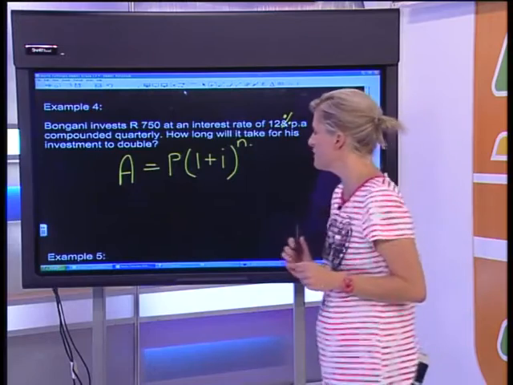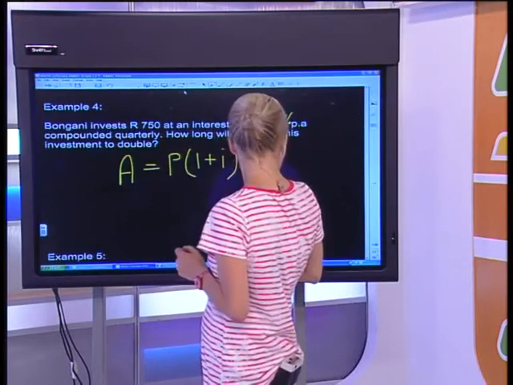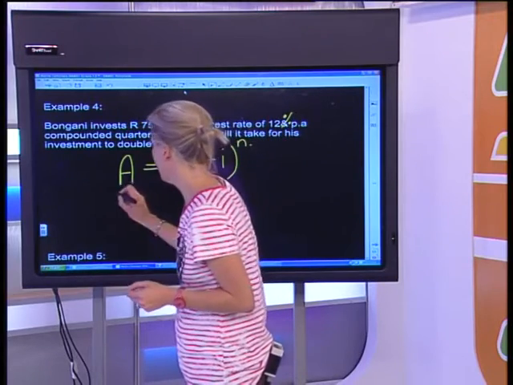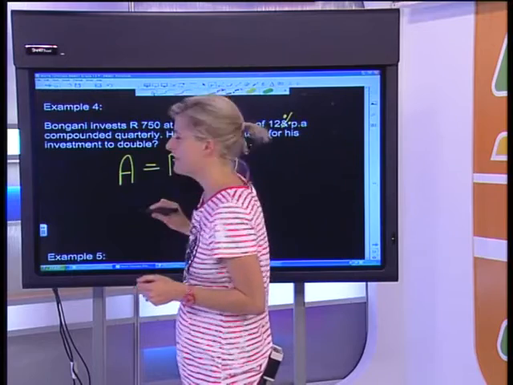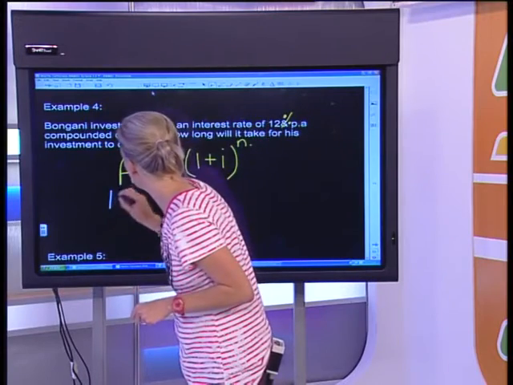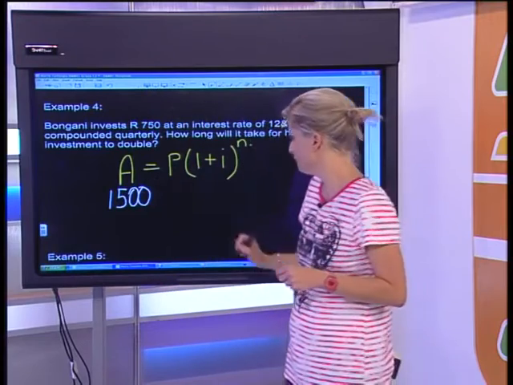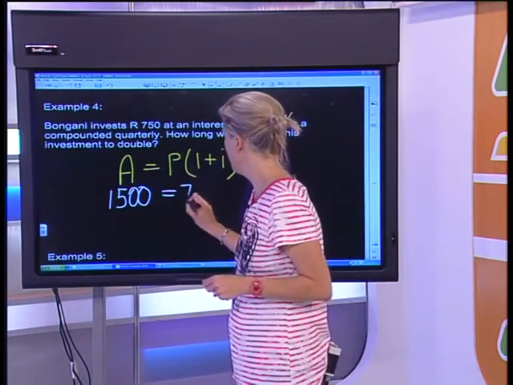Right, so let's substitute in our information. If Bongani is doubling his investment, what is going to happen is 750 Rand doubled. That shouldn't be too hard. 1,500 Rand over there. Right. His principal or initial amount is 750 Rand.